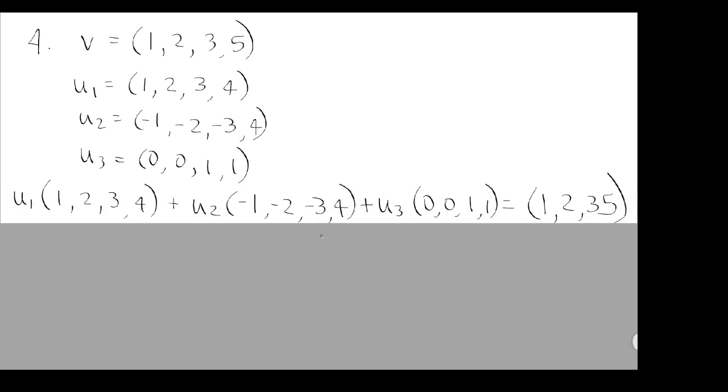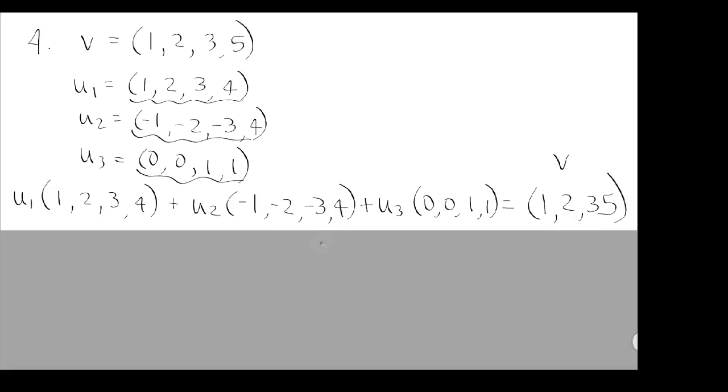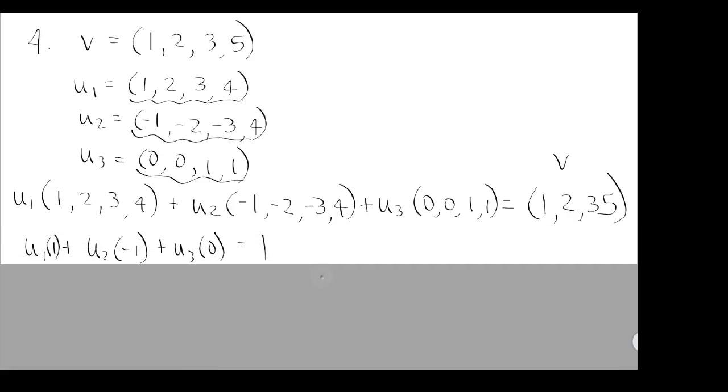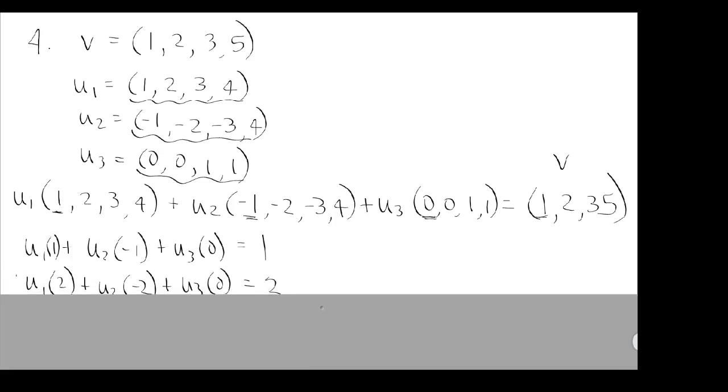multiplying u1 by its vector, u2, u3, and setting that equal to vector v. From there, you need to distribute u1 times 1 plus u2 times negative 1 plus u3 times 0 and set that equal to 1. That gives you the first equation.